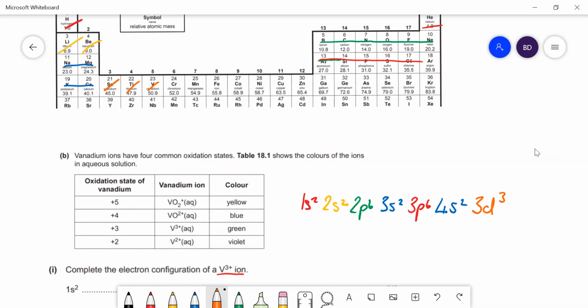Now sometimes you can reverse the position of the 4s and the 3d. That's for the electronic configuration of the vanadium atom, but we want the V3+ ion, so it's going to lose 3 electrons. First of all it loses 2 from 4s, and then it will lose just 1 from 3d. So the electronic configuration is 3p6 3d1 for the V3+ ion.